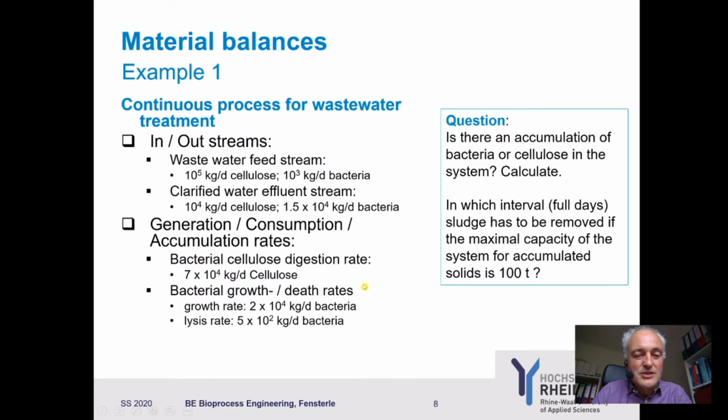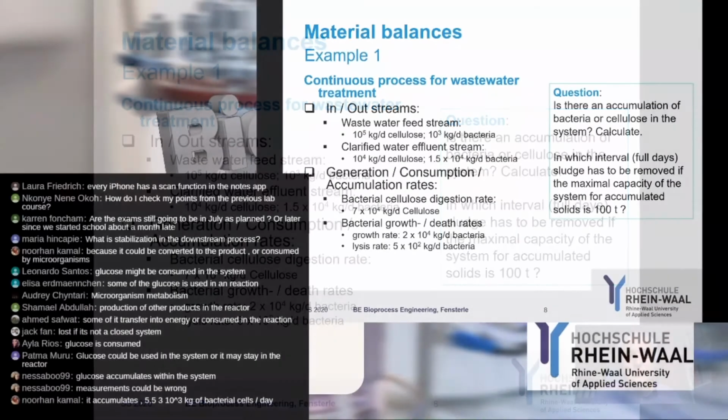The bacterial cellulose digestion rate is 7 times 10 to the 4 kilograms per day, and the bacterial growth and death rates are 2 times 10 to the 4 kilograms per day and 5 times 10 to the 2 kilograms per day bacteria are lysed. And the question is, is there an accumulation of bacterial cellulose in the system? Calculate. This question now goes to you at the computer. So what you do now is you do the calculation for bacteria, for cellulose. As soon as you have the result, you put it in the chat window, and of course we will then have a look at the solution all together.